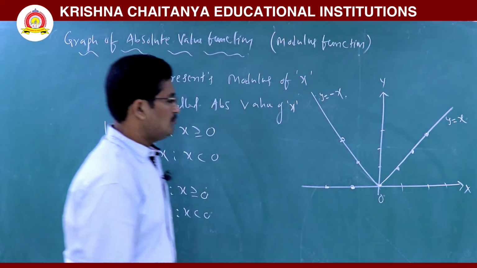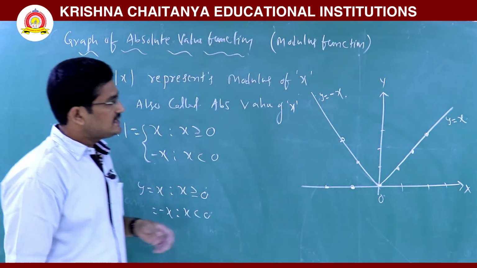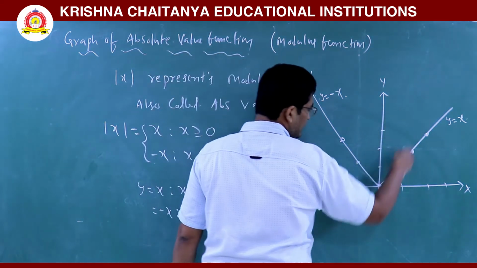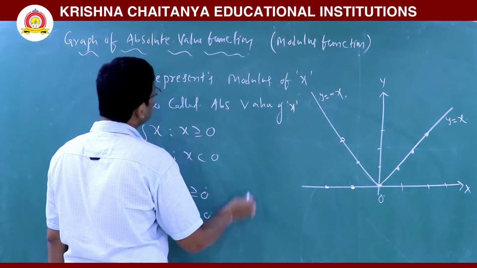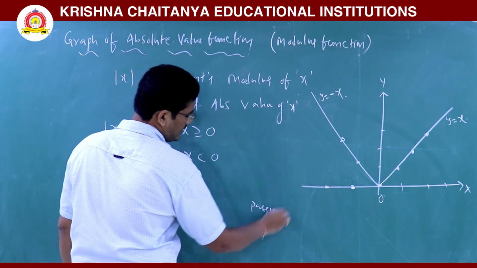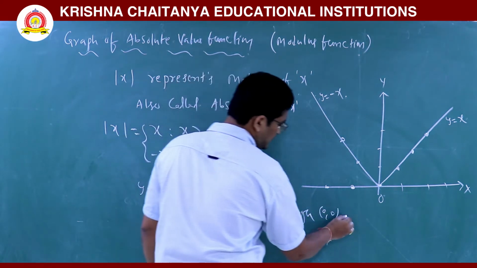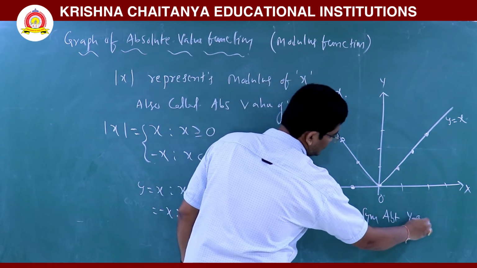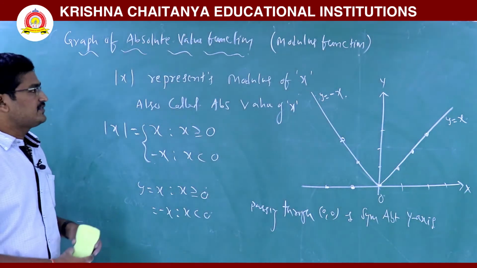So this is the curve mod x. Okay, so this is the function which is passing through origin, and this is also symmetric about the y-axis. So the modulus function, the absolute value function, is passing through origin and symmetric about the y-axis. We have to remember this one. This is the modulus of x function graph.